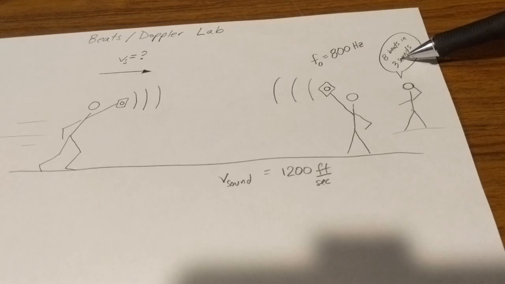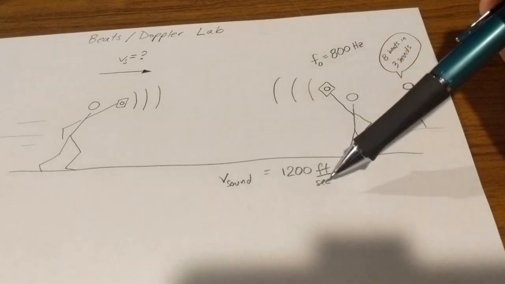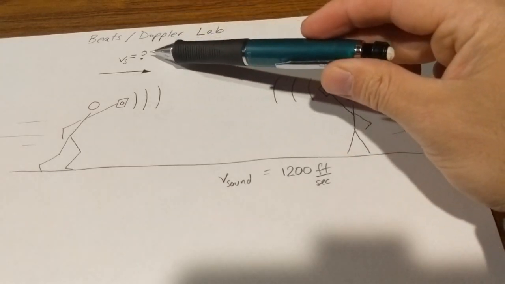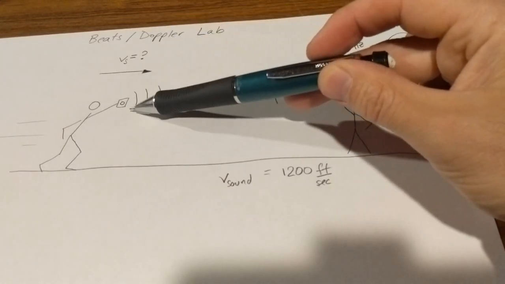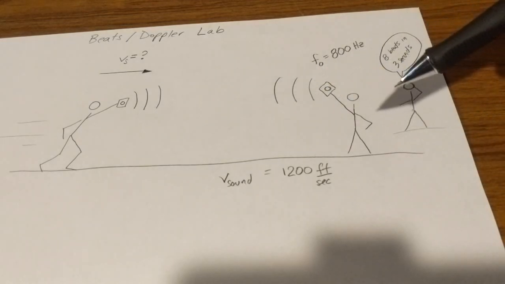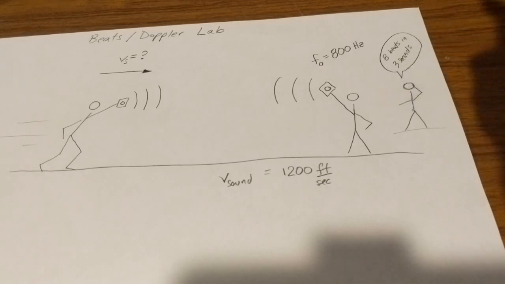Based on the number of beats, the original frequency, and the speed of sound, it is possible for you to find the speed of the source. In other words, how fast this person is walking toward them. And that's your job for the second blank, the second question in your Google form. Good luck.